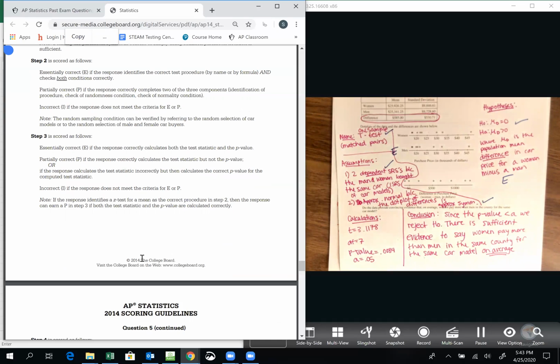Step 3, essentially correct if you calculate both the test statistic and the p-value. So you didn't actually have to write down the degrees of freedom, but you needed your test statistic and p-value. The alpha comes into play for the conclusion.